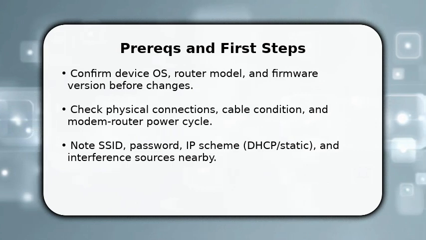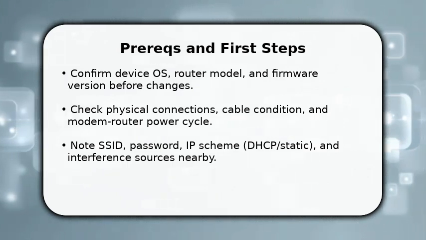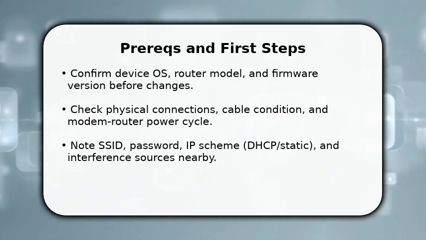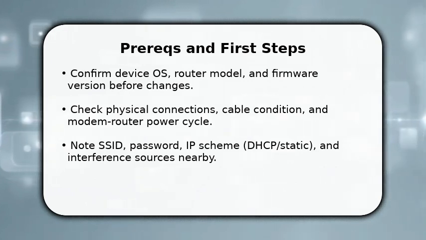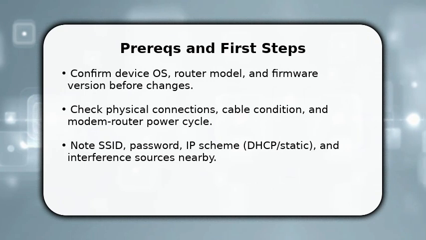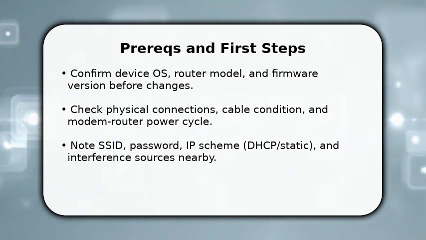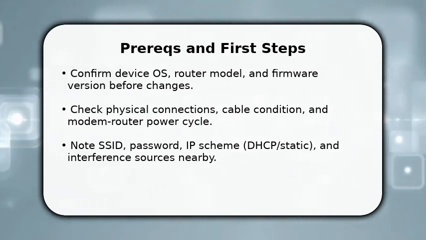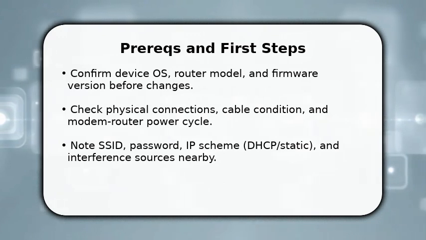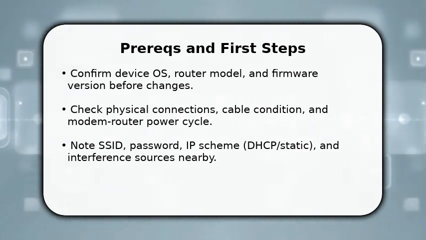Next, power cycle modem and router. Unplug 30 seconds, plug back, and watch LEDs. Once done, inspect Ethernet and coax cables for damage, and move sources of interference like microwaves or cordless phones at least 1 meter away. These steps prevent wasted time later.